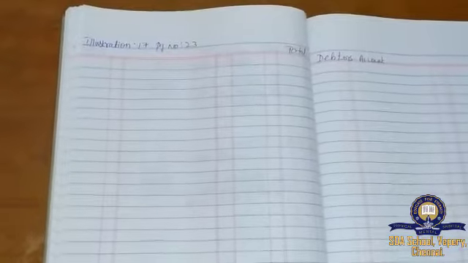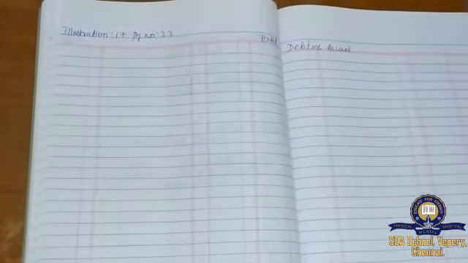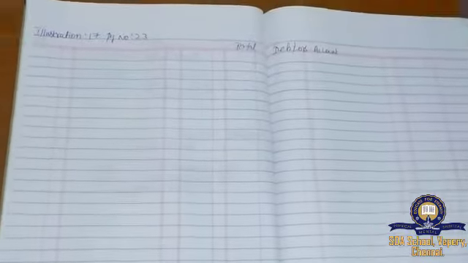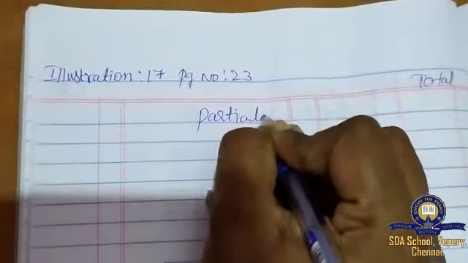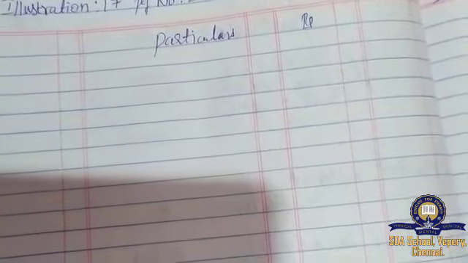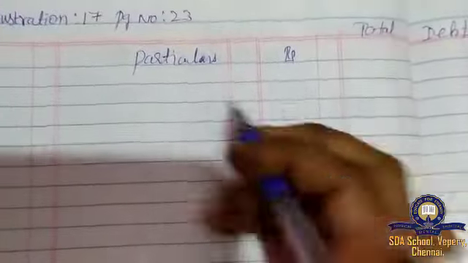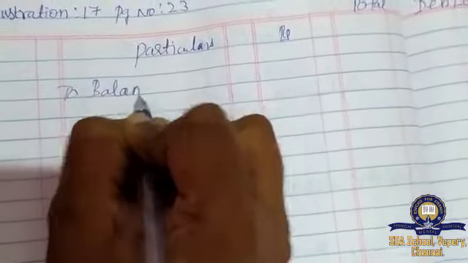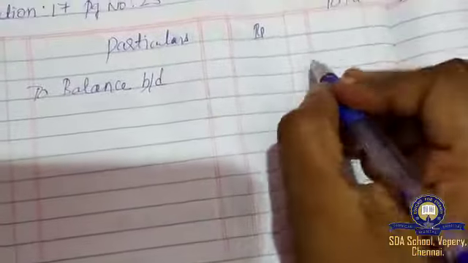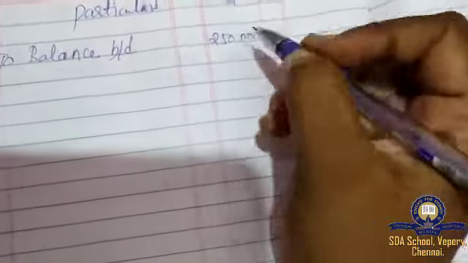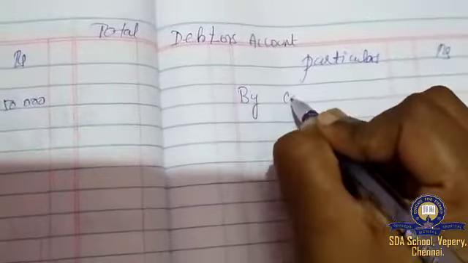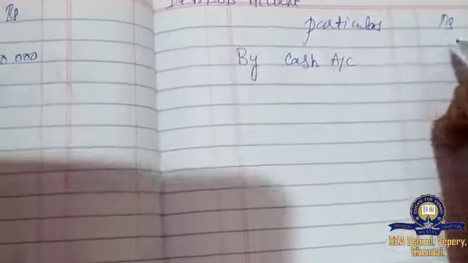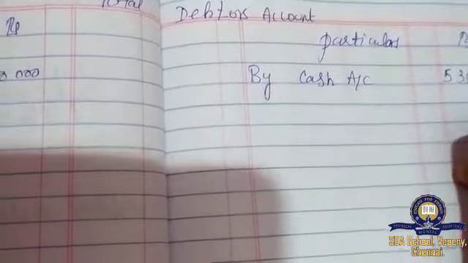So illustration 17, page number 23. Now we are going to do the sum. First we are going to find the credit sales. For that we are going to create the total debtors account. Okay, so the total debtors account format is particulars, rupees, particulars, rupees. They have given the balance brought down. So the balance brought down amount is 2,50,000. Then they have given the cash. So by cash account, cash received is 5,35,000.